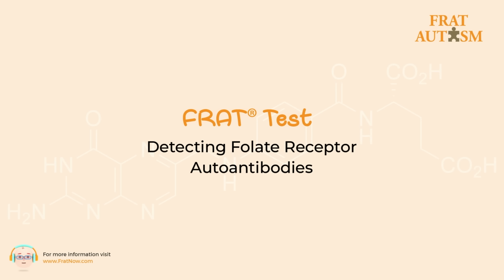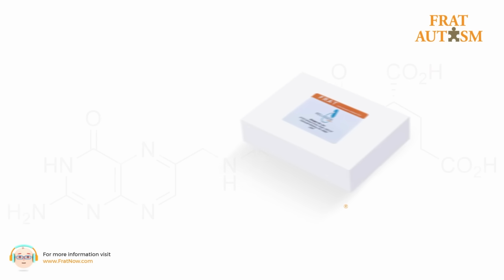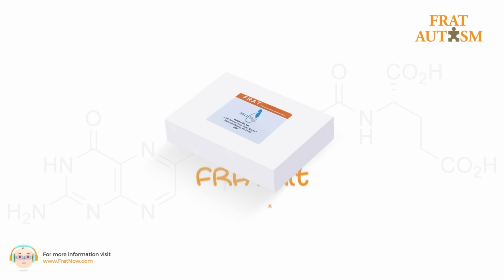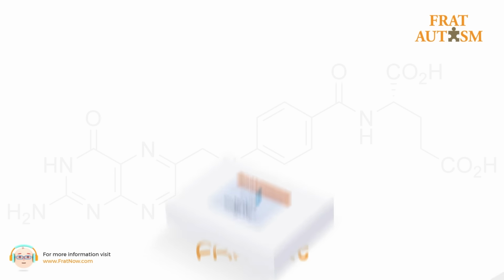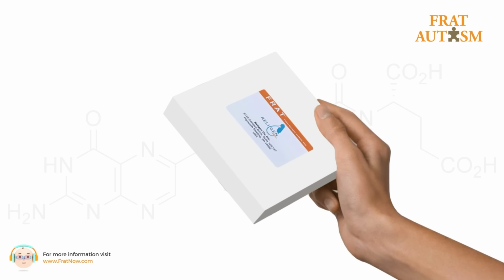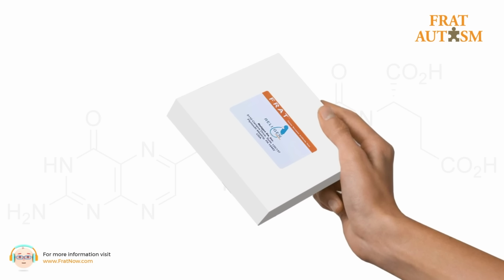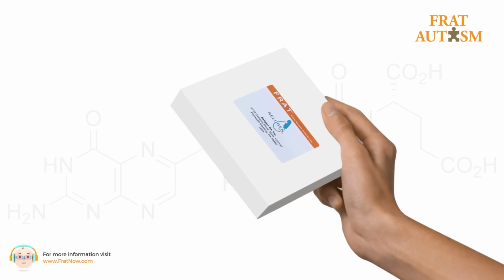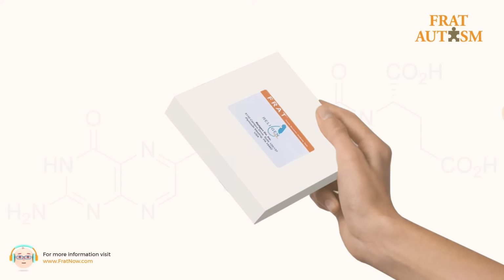Testing for folate receptor autoantibodies involves a simple blood test known as FRAT, Folate Receptor Autoantibody Test, to detect the presence of these antibodies. This is often done in individuals with unexplained developmental or neurological symptoms or symptoms of autism spectrum disorder.